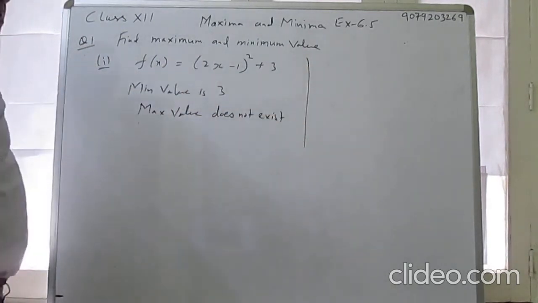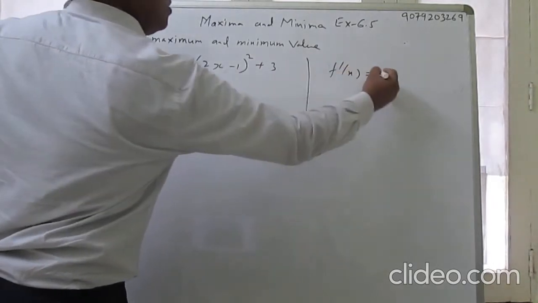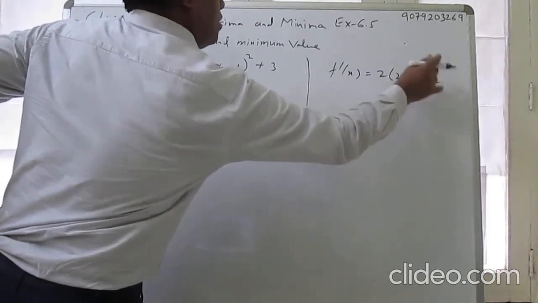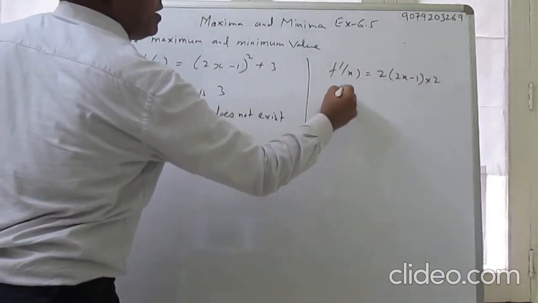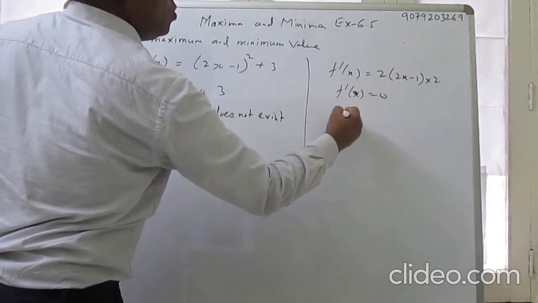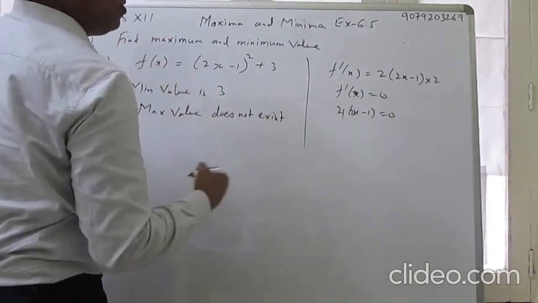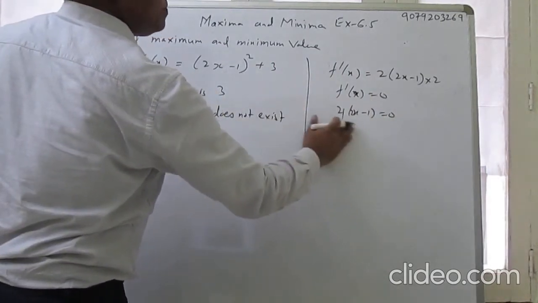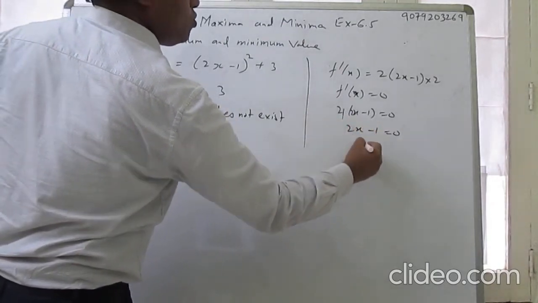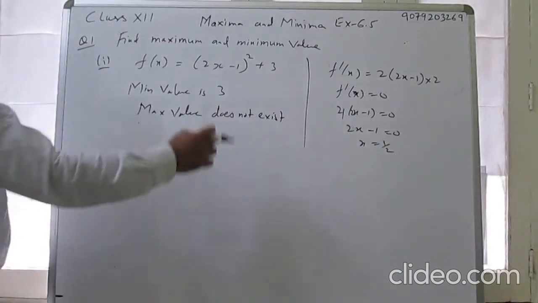By the method of working rule, we find f dash x. What is f dash x? 2 bracket 2x minus 1 into 2. Now, what to do? Find f dash x equal to 0. So, 2 into 2, 4, 2x minus 1 is equal to 0. So 2x minus 1 is equal to 0, x is equal to 1 by 2. At which point? 1 by 2.